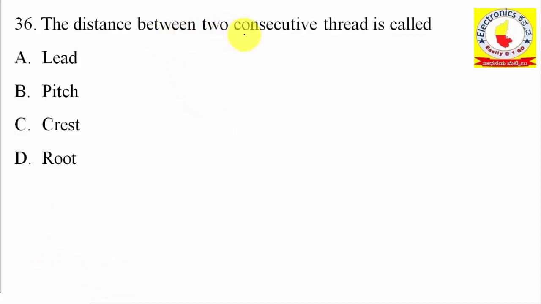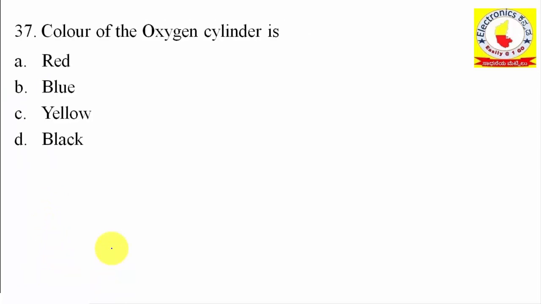The distance between two consecutive threads is called as, so you write M32/2. 32 is what, diameter, M is what, metric, and 2 is what, pitch. Distance between two adjacent threads is called as pitch. Option B is correct. If you are from EC background or EEE background, learn some concepts.